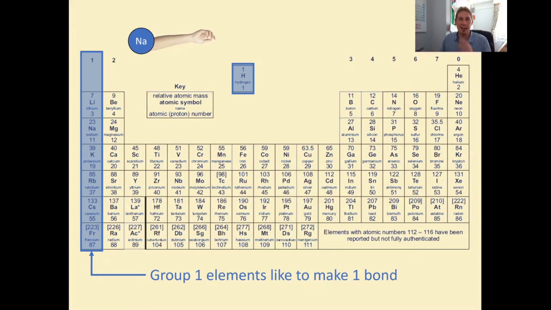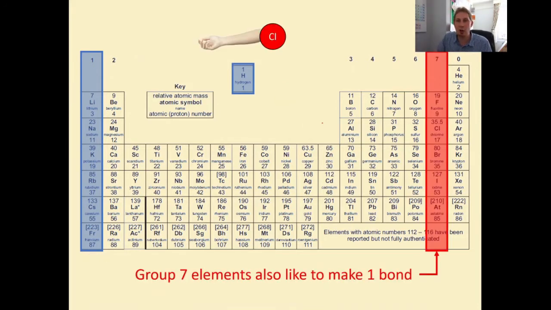So, let's review what we do know and what you should be familiar with. All group 1 elements like to make one bond. Why is that? Well, every single group 1 element has one electron in their outer shell that they like to get rid of. So all group 1 elements, be it sodium, potassium, rubidium, always form the 1+ ion. Form one bond.